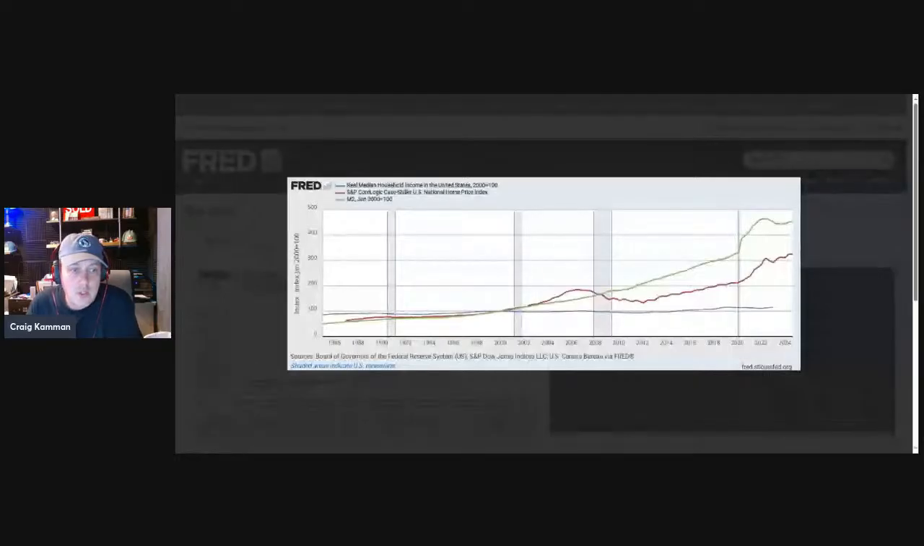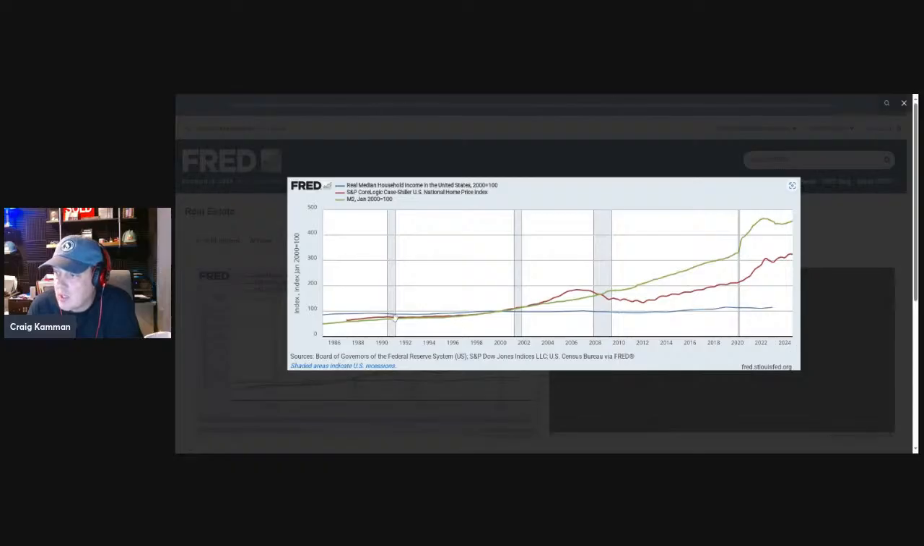So this is really what's happening with house prices. The blue line, let's start with the red line. The red line is the Case-Shiller Index, the National Home Price Index. And house prices are getting so damn expensive. And then the green line, that's the M2 money supply, the amount of money that's in circulation and printed in the US.